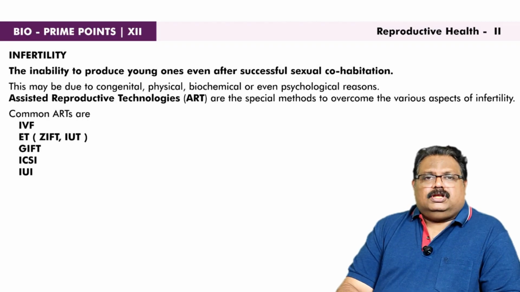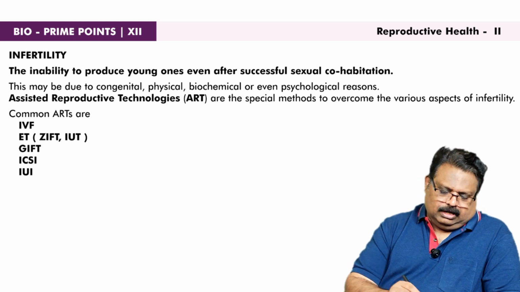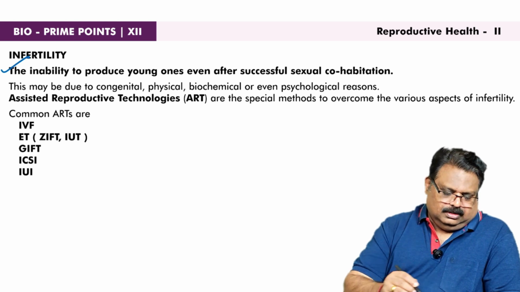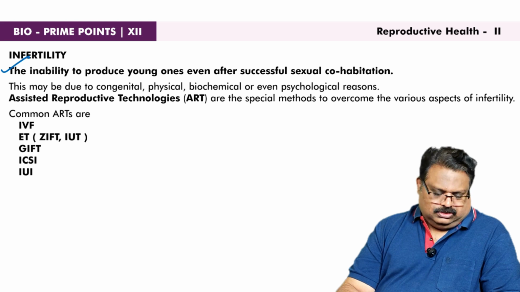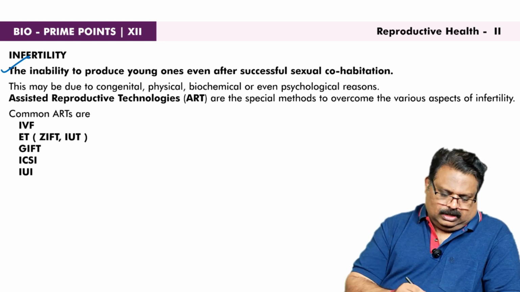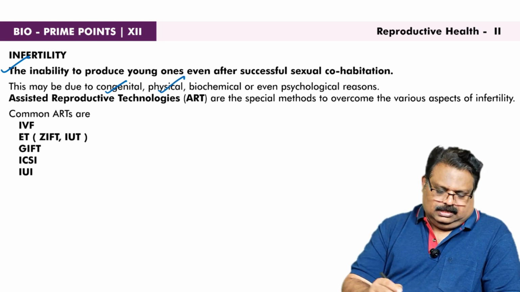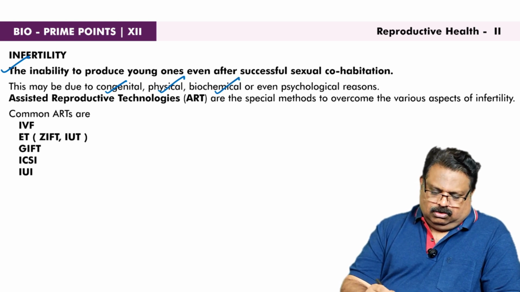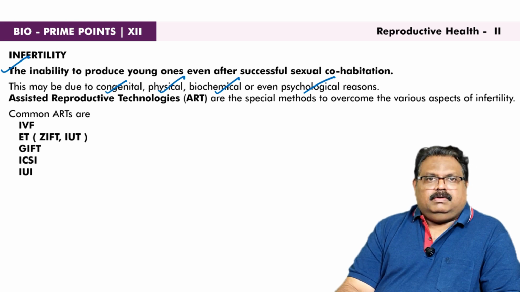The next prime point is regarding infertility. Infertility means the inability to produce young ones even after successful sexual cohabitation. Some persons are naturally infertile, unable to produce young ones. And this may be due to various reasons. The main reasons include congenital, that means disorders by birth, physical, structural deformities, biochemical, functional deformities, or even psychological, mental reasons are there.